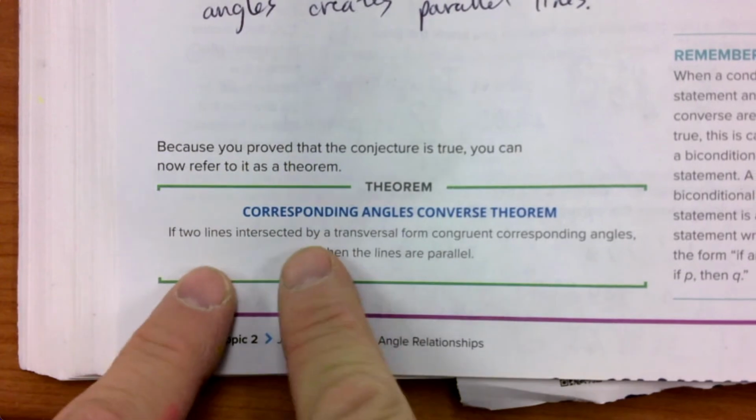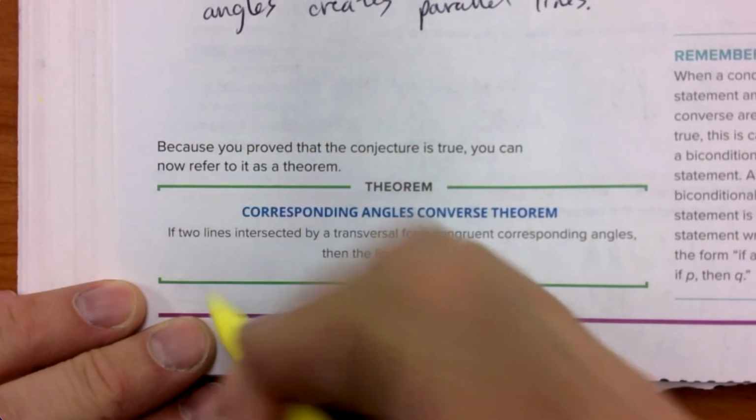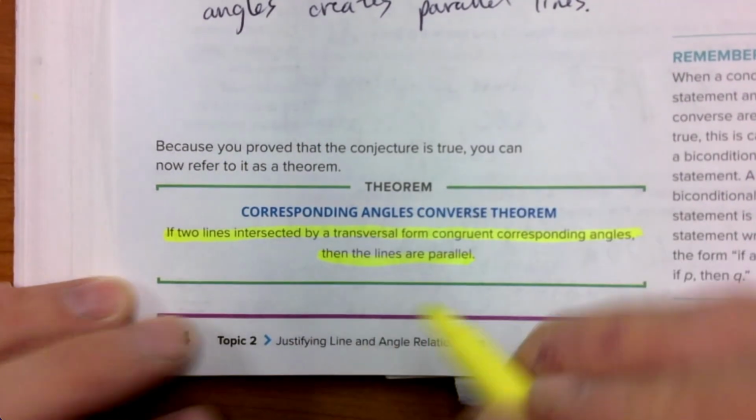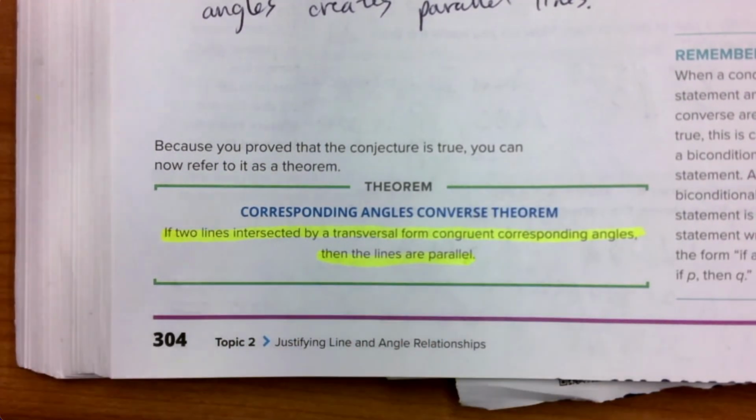If two lines intersected by a transversal form congruent corresponding angles, then the lines are parallel. That is it for page 304.